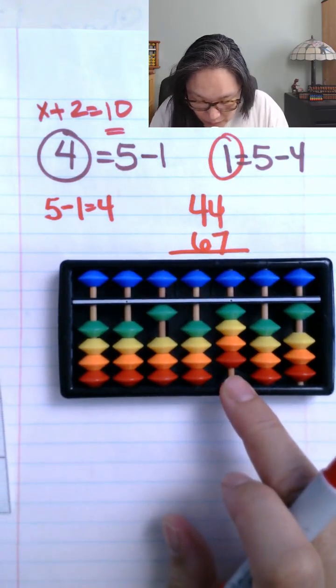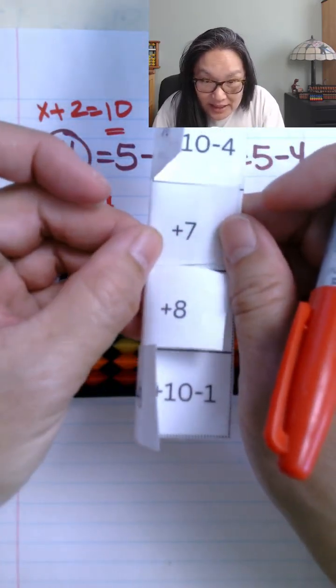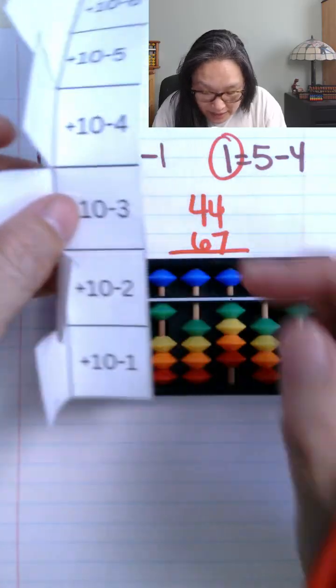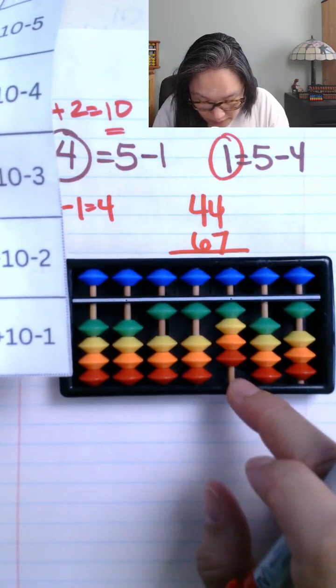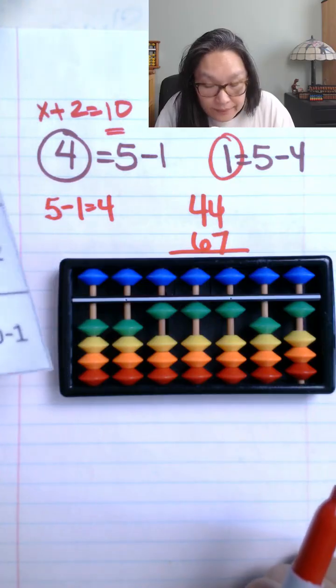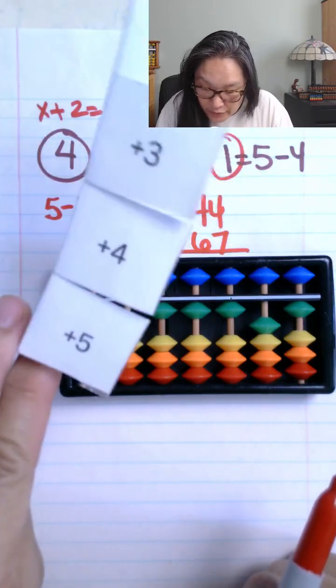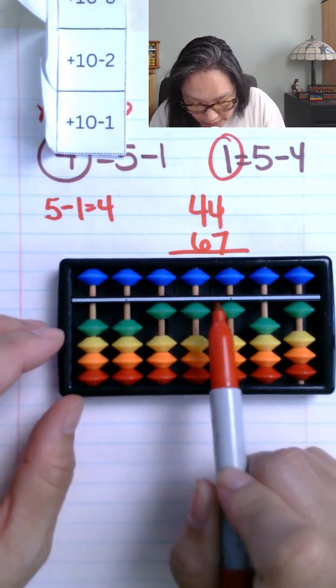And then what do we do here? Plus 7. Plus 7 is plus the 10 minus the 3. So we plus the 10 and then take away the 3. That's it. So we just used a bunch of plus 10 formulas. But notice we did a carry over.